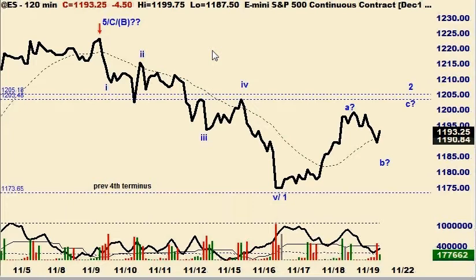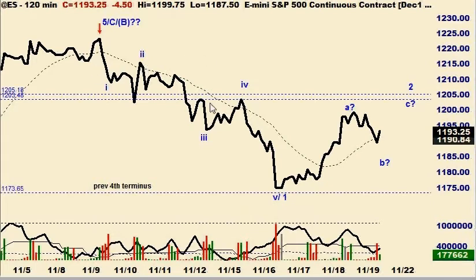I don't know that this is the right count, but at any rate, it does sort of make some sense of the recent decline, and at least gives us a bearish interpretation. That's a bit of a red flag that we're looking for a bearish interpretation, but be that as it may, this count so far is working out. So we'll see how it goes.